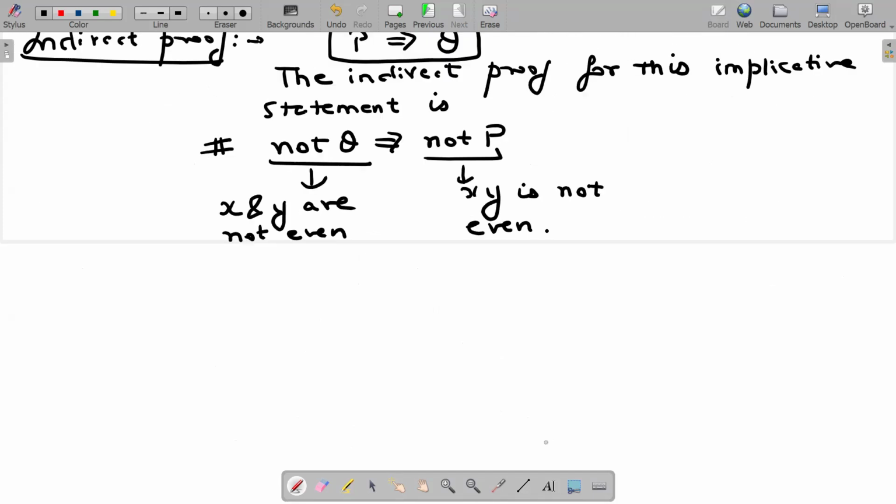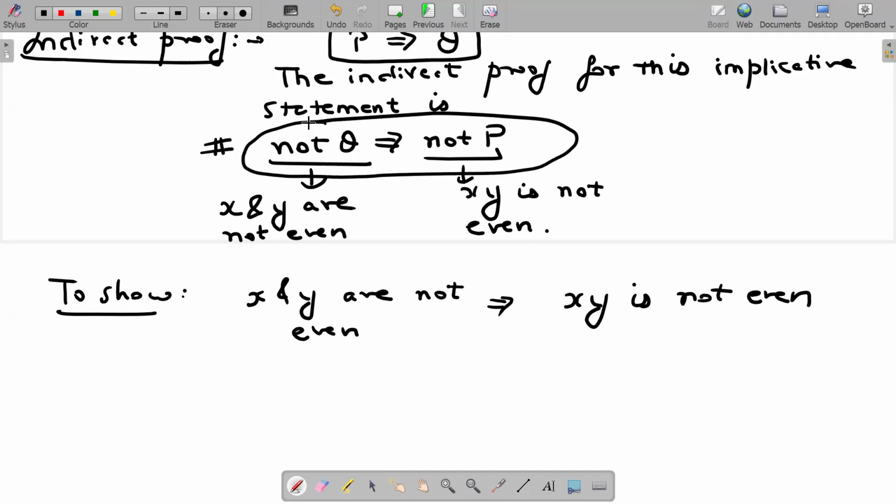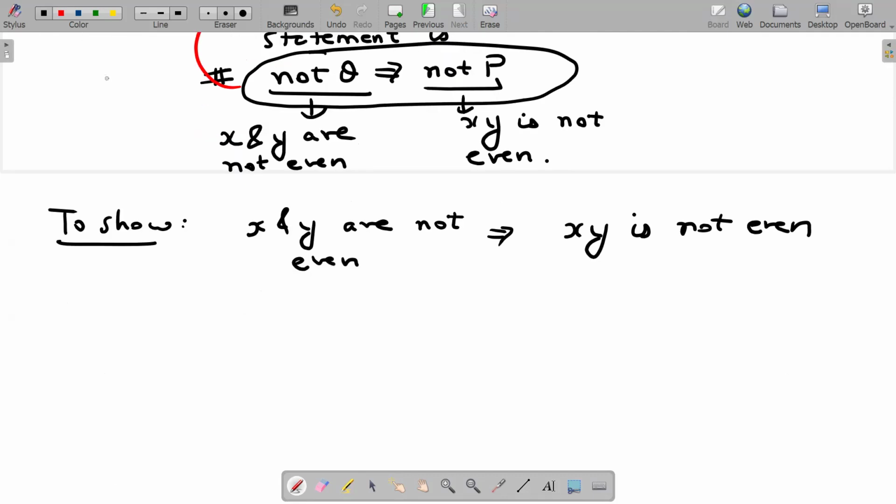That means, what do I need to show? I need to show that if X and Y are not even, then it implies that XY is also not even. If I show this, I show not Q implies not P. And if I show not Q implies not P, I automatically show that P implies Q. This is the indirect proof technique.